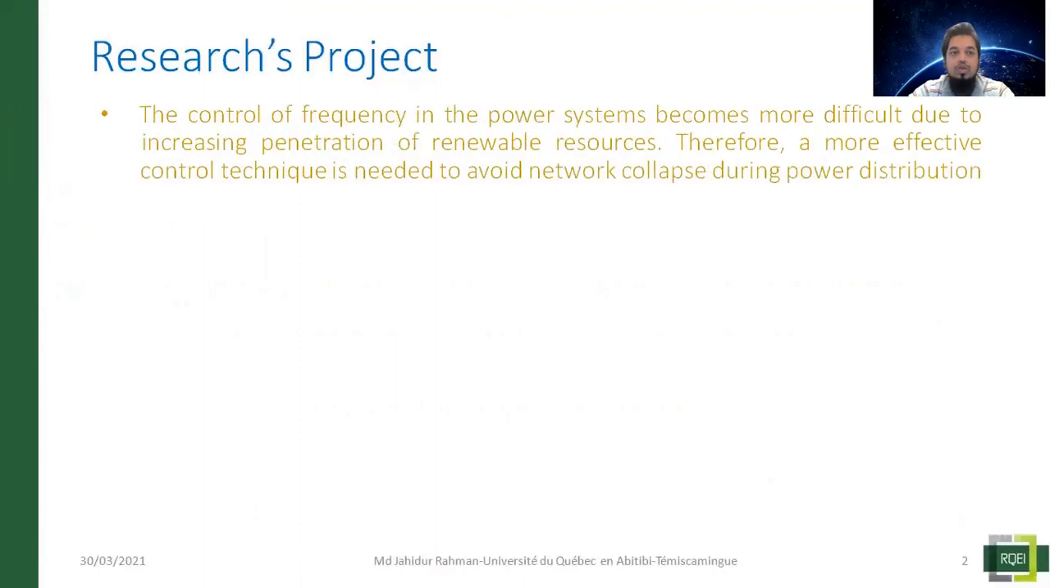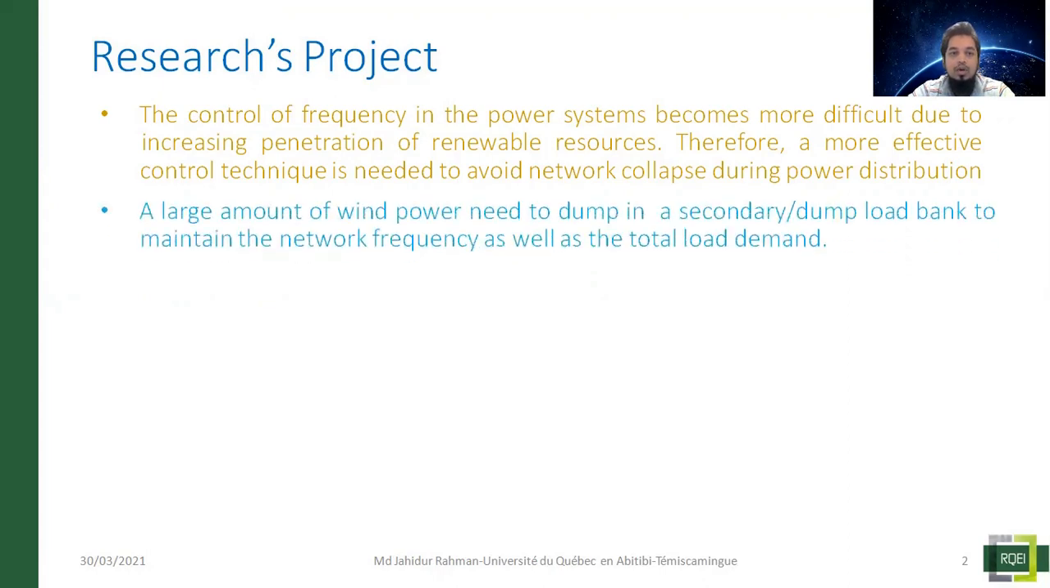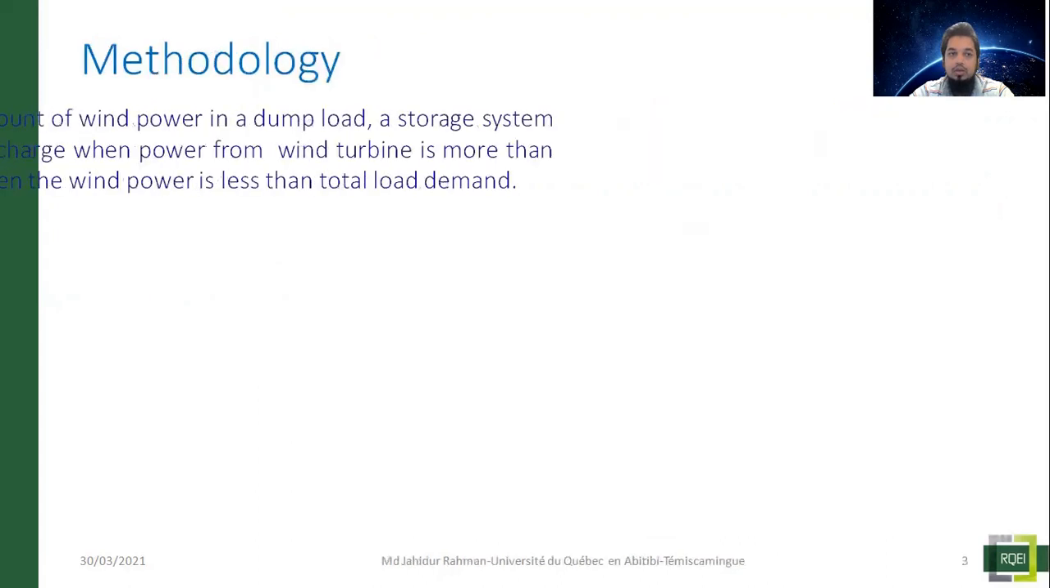The control of frequency in the power system becomes more difficult due to the increasing penetration of renewable energy sources. Therefore, a more effective control technique is needed to avoid network collapse during the power distribution. A large amount of wind power needs to be dumped in a secondary dump load bank to maintain the network frequency as well as the total load demand, which is not a good idea.